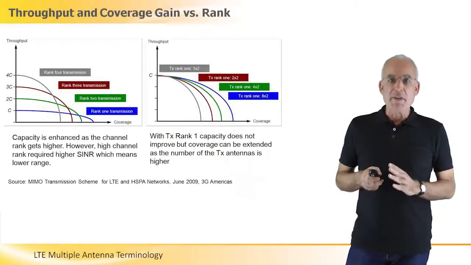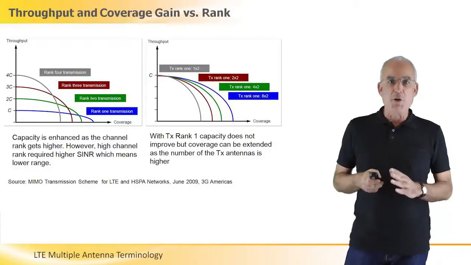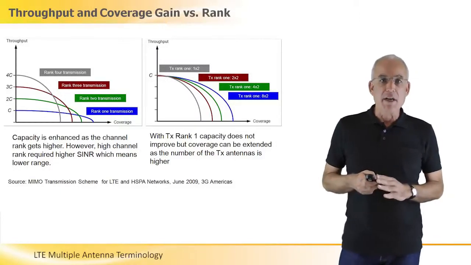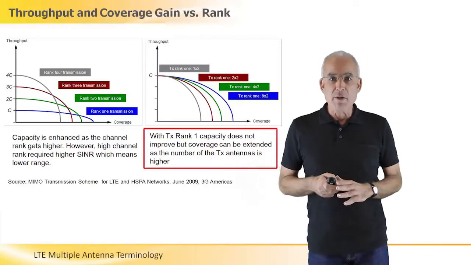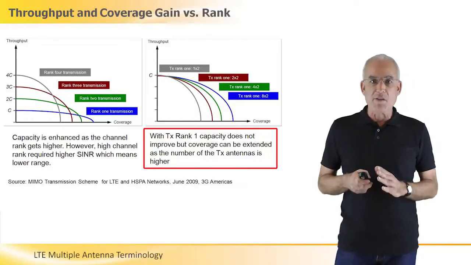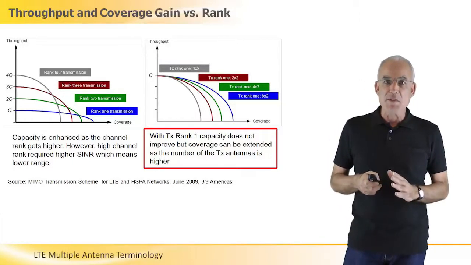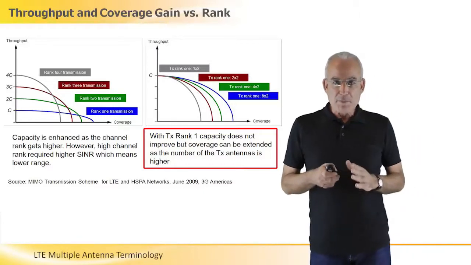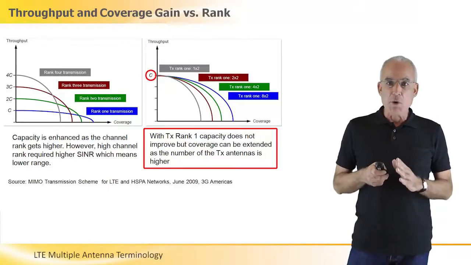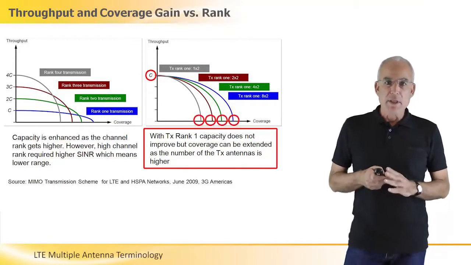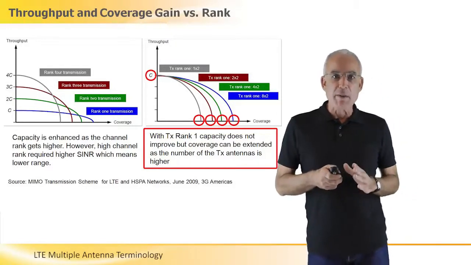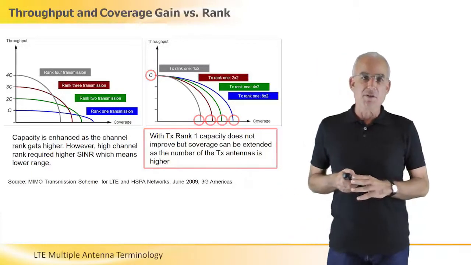The potential capacity and coverage enhancement is a function of the number of antennas and the rank in use. The right side graph shows rank 1 scenarios with different number of antennas. It describes scenarios where all antennas transmit the same information. As can be seen, rank 1 antennas do not improve capacity but extend coverage as more transmission antennas are used. These rank 1 techniques, described by the right side graph, are sometimes called transmit diversity techniques.